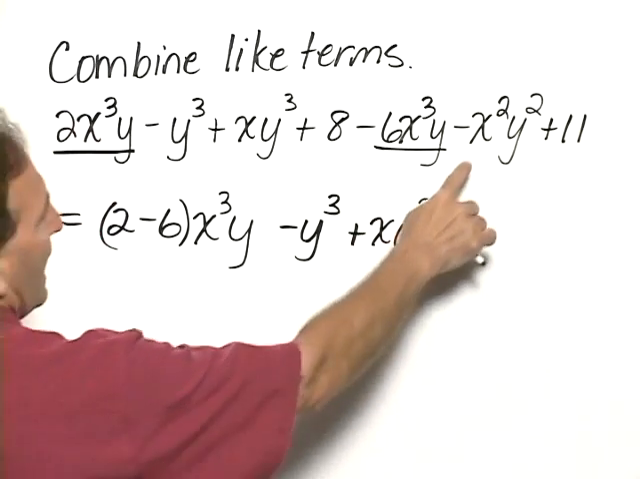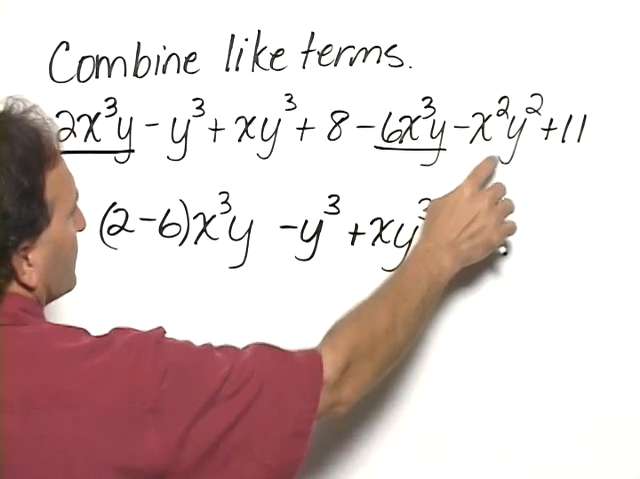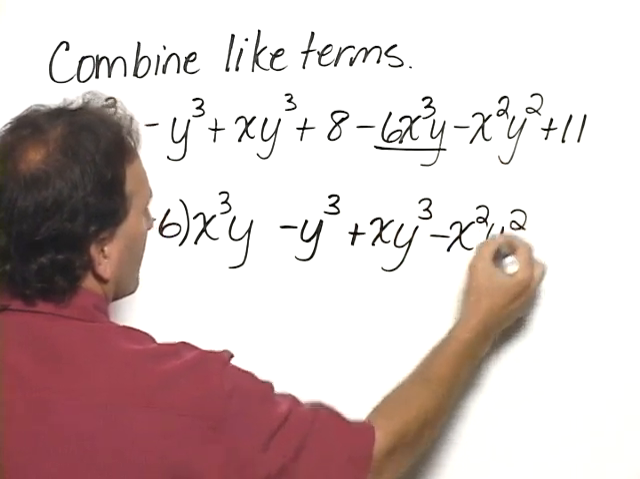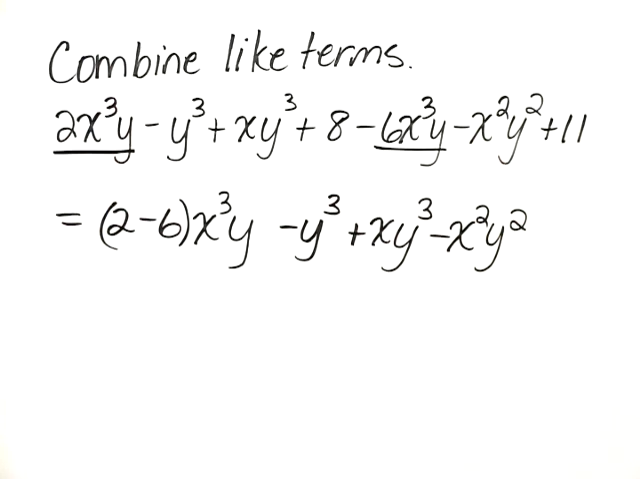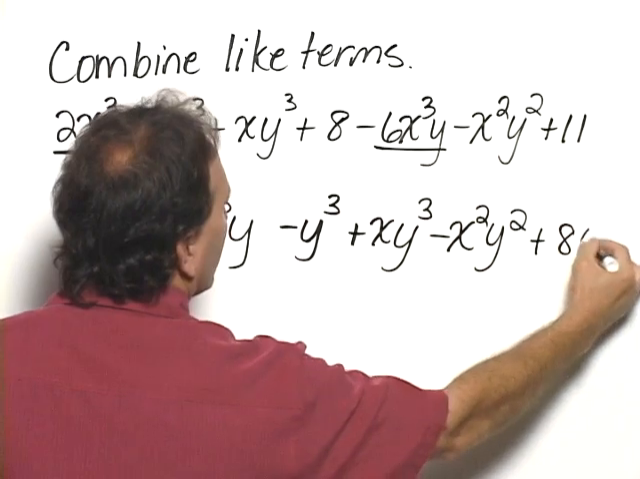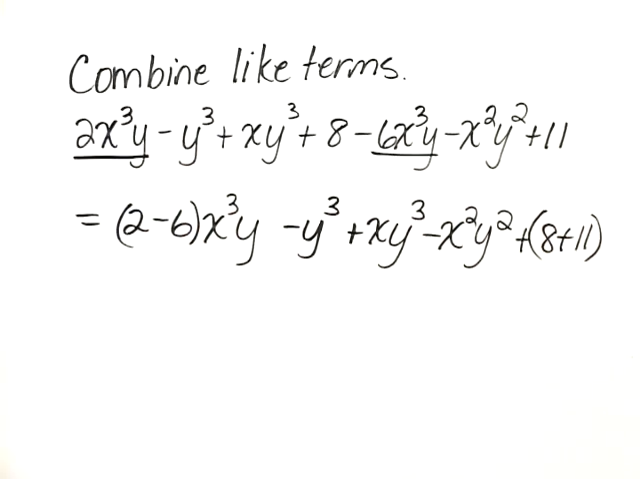Then we have x squared y squared, no other term like that, so minus x squared y squared. And then last, we'll do the constant, so we have plus 8 plus 11 to be combined.